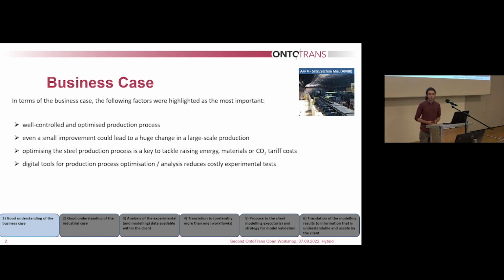So the first translator step is to gain a good understanding of the business case. What became clear in conversations with AM was that a well-controlled and optimized production process was critically important. And due to the scale, even a really small improvement could lead to huge changes when scaled up. As well as that, this will only become more important in the future due to rising energy and material costs, as well as CO2 tariff costs.